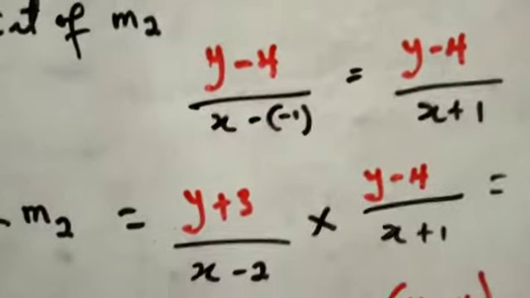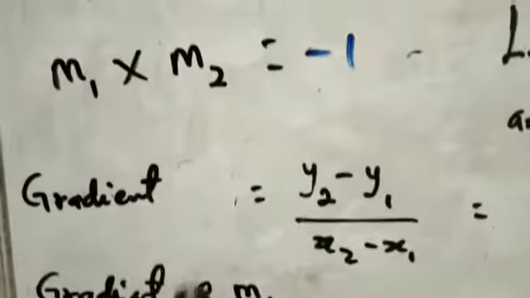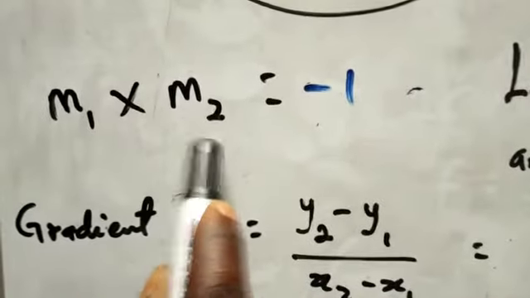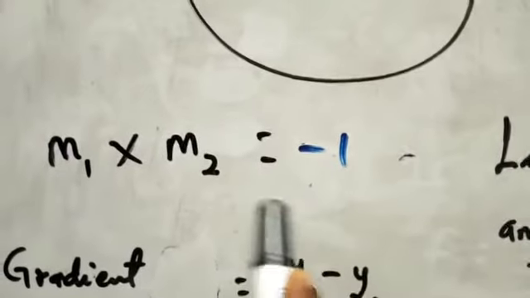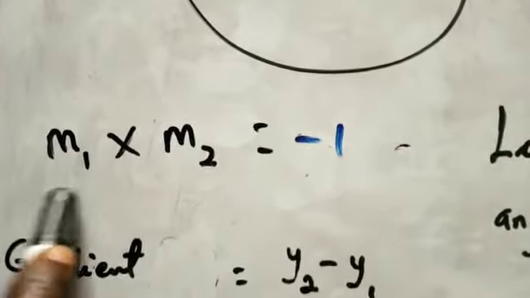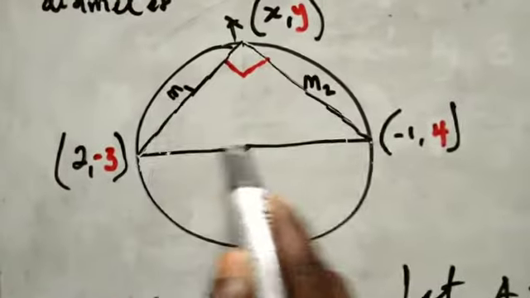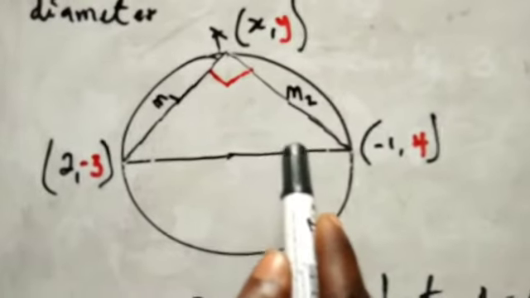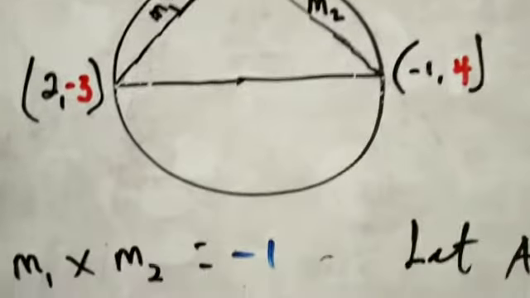Now remember, we know that the product of these two lines, so what I mean by the product is that when you multiply the gradient of the first one by the gradient of what? The second one, that has to give me a what? A -1. It is a law, right? When is this law applicable? It's only applicable when the two lines here from the ends of the diameter form 90 degrees over here. Of course. Is that okay? If they don't form 90 degrees, then there's no need for you to apply this method.